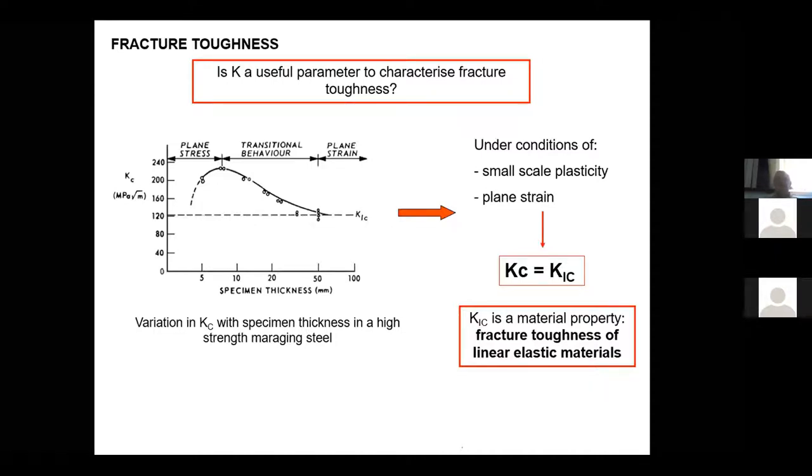Anyhow, fracture toughness is a material property. It is a property that can provide an answer: will a brittle material fail in a brittle manner, once we also know what is K, what is the value of the stress intensity factor. So if the stress intensity factor is less than fracture toughness, there will be no brittle fracture. And if K is larger than fracture toughness, then a component may fail. Not necessarily that it will fail, because both for K and for K1C, we use a conservative way of estimating them.